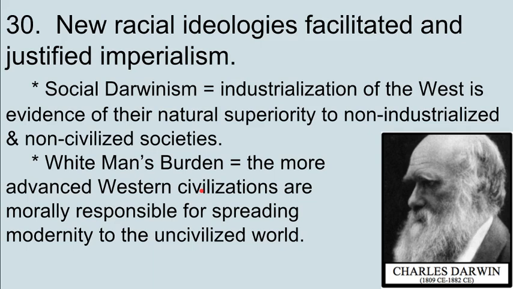Finally, let's talk about justification of imperialism. We should identify that racist beliefs and ideologies were used to justify, to prove that imperialism was appropriate, was fine. The famous example, of course, includes social Darwinism, right? The belief that the industrialized parts of the world, the Western parts of the world, have proven their superiority because they industrialized, and therefore it was natural for them to conquer and rule over the parts of the world that were not industrialized, the parts of the world that they considered to be non-civilized or uncivilized.